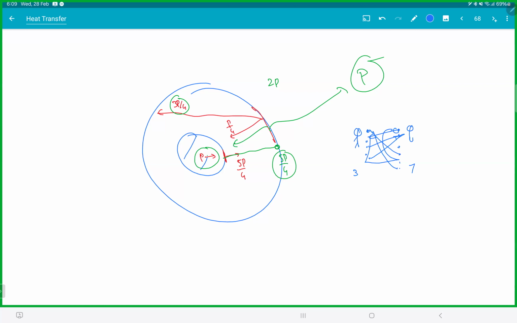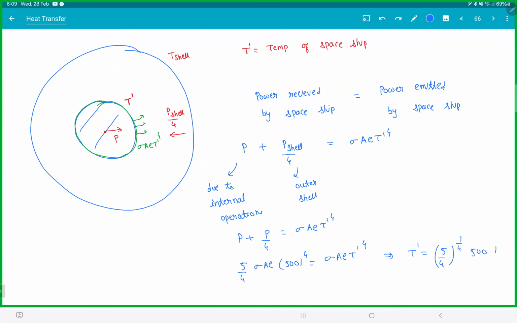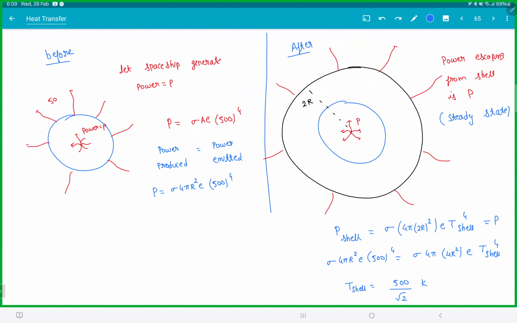Something like that will happen. So internally, a lot of nonsense is happening. But you just need to see one thing: whatever you produce is emitting out. Clear? I hope this was clear.